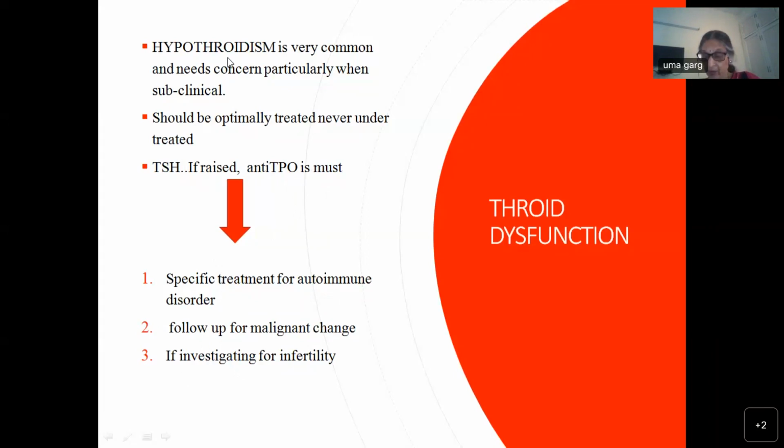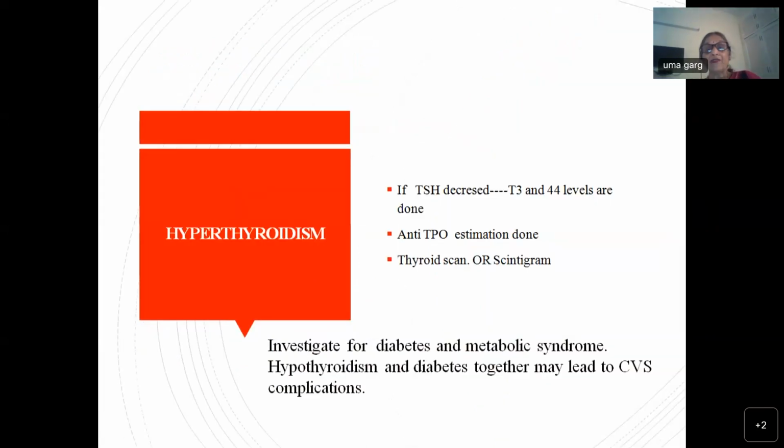Hypothyroidism is very important to be investigated. If TSH is decreased and T3 and T4 levels are very high, in this case anti-TPO estimation is also done. In case of hyperthyroidism, we go for a thyroid scan. In hypothyroidism, no, but if it is hyperthyroidism, a thyroid scan or scintigram is done.